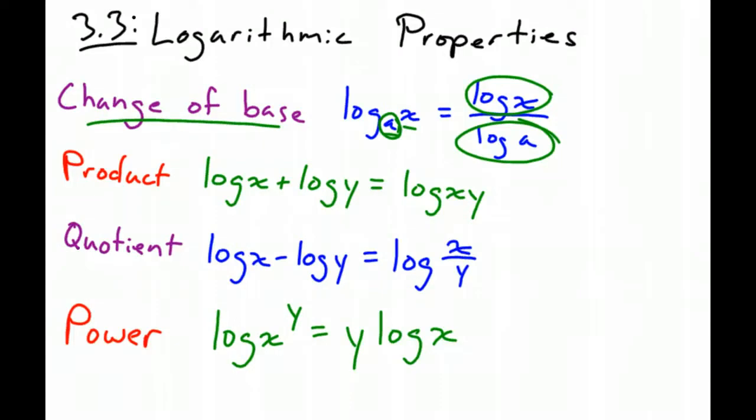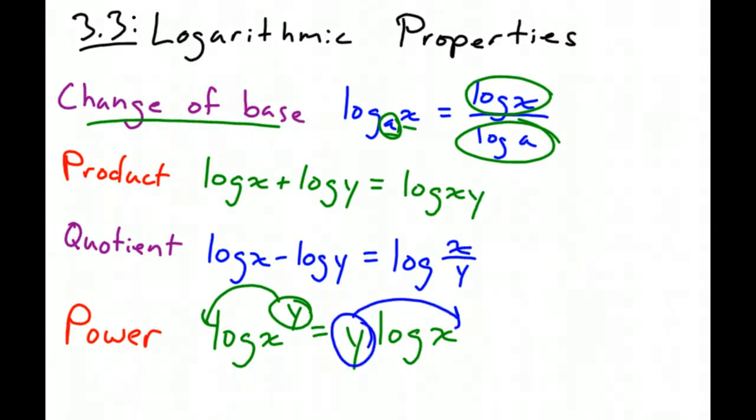Our product rule, log x plus log y, we can write as a single log, as log of x times y. Quotient, log x minus log y, is log of x divided by y. And our power rule, we can take whatever power is here and throw it in front of our log so that we have y log x. Okay. Likewise, you can do it the opposite way on all of these.